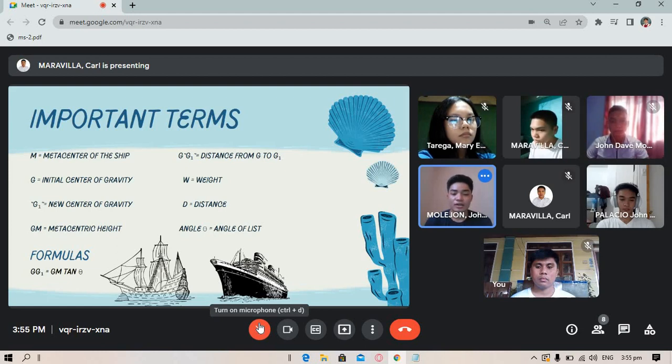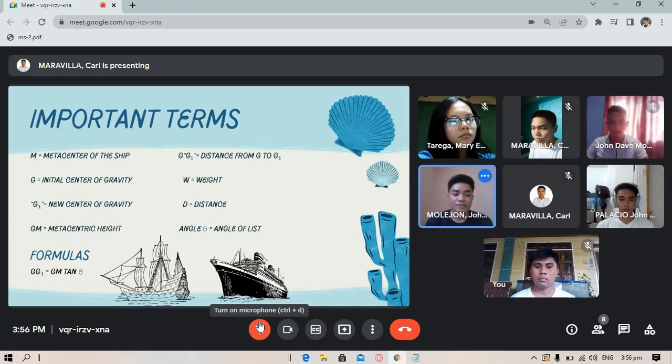Next is the metacentric height. Metacentric height is a measurement of the initial static stability of a floating ship or body. It is calculated as the distance between the center of gravity of a ship and its metacenter. A larger metacentric height implies greater initial stability against overturning. Next is GG1, the distance from G to G1. So GG1 denotes the shift in position of the center of gravity. So GG1 equals the distance from G to G1.